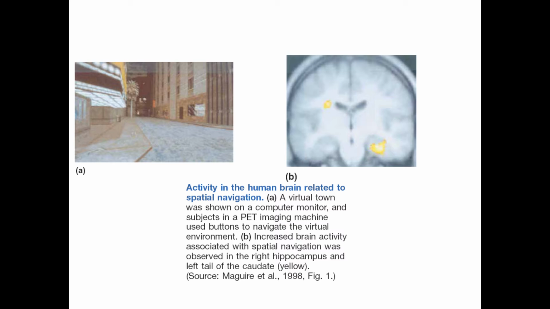This is an experiment related to spatial navigation in humans, and you can see also that there is increased activity in the right hippocampus and caudate nucleus. The caudate nucleus is one of the basal ganglia, and also part of what we call the striatum.